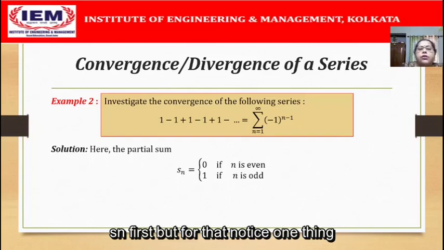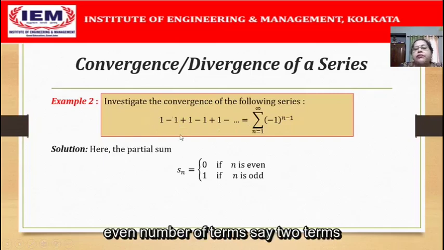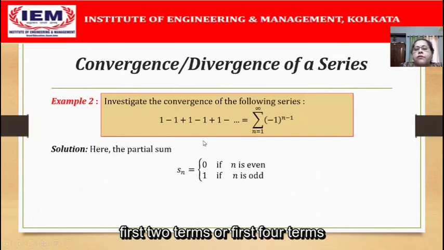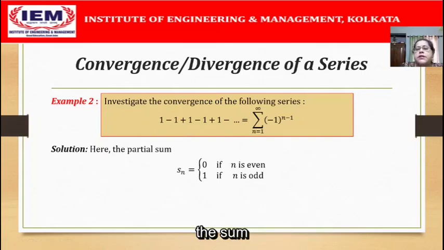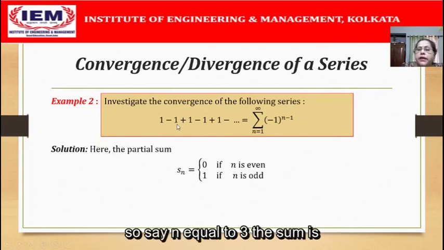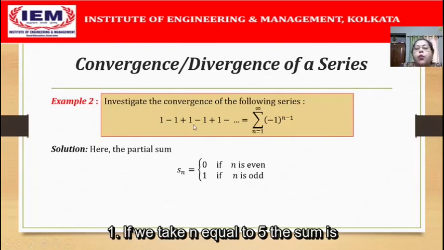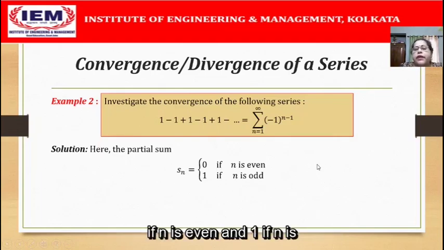But for that, notice one thing: the terms are such that if we add an even number of terms, say the first two terms, or the first 4 terms, or the first 6 terms, the sum is going to be 0. So when you take an even number of terms, the sum is 0. However, if we add an odd number of terms, say n equal to 3, the sum is 1. If we take n equal to 5, the sum is also 1. Therefore, we can write that Sn will be 0 if n is even and 1 if n is odd.